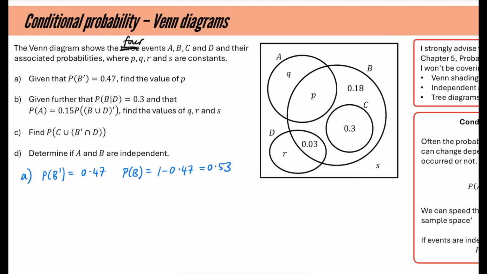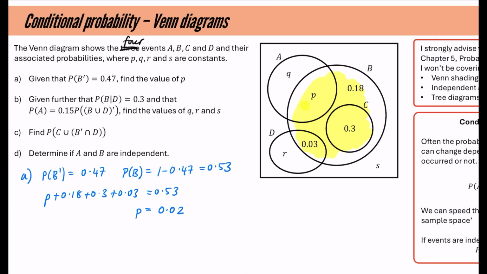So this means that the probability of B, all of this stuff here, is 0.53. So that's great. We can now say that P plus 0.18 plus 0.3 plus 0.03 is 0.53. It's a very simple equation to solve for what P is equal to. Now 0.53 minus 0.18 minus 0.3 minus 0.03, and we get that P is 0.02.